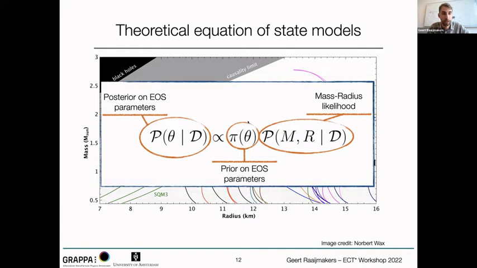I'm just quickly repeating Bayes' theorem here. So this is proportional to the prior on these equation of state parameters multiplied by the likelihood. And here the likelihood is coming from, in this case, these mass and radius posteriors that NICER is actually measuring.